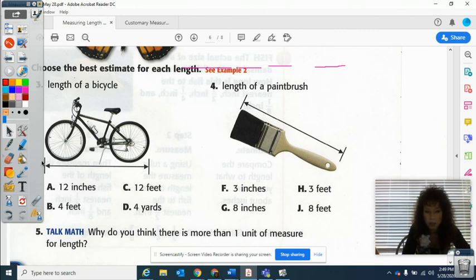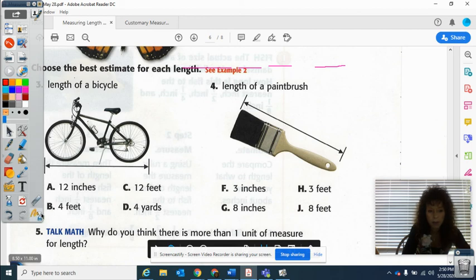So we're not going to use this ruler because this is just a picture of a bike. It's not an actual bike. A bike would be bigger than this. It'd be bigger than my laptop, which I'm showing you the screen. All right, so do you think a bike in length from the front part of the front tire to the back part of the back tire, if you had to estimate it, do you think it's going to be A, 12 inches, B, 4 feet, C, 12 feet, or D, 4 yards?